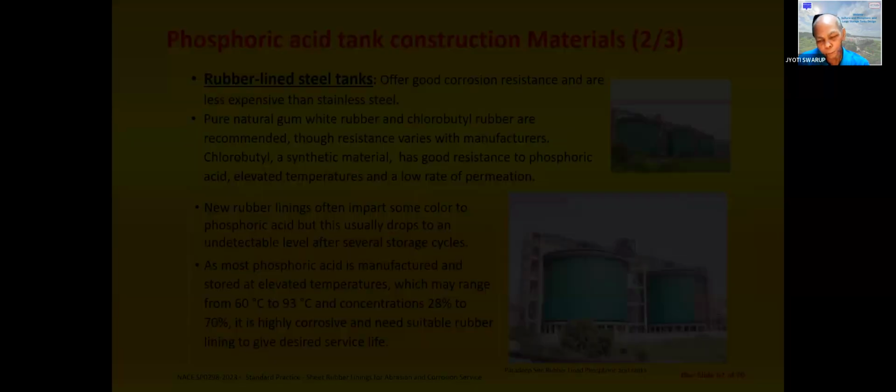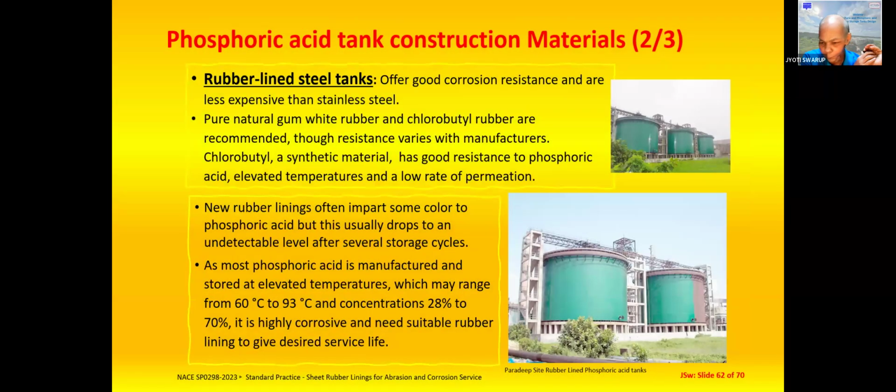Now, another possibility is to have a rubber-lined steel tank, which also has good corrosion resistance and is less expensive than stainless steel. Pure natural gum white rubber and fluorobutyl rubber are recommended, though resistance varies with manufacturers. Fluorobutyl, a synthetic material, has good resistance to phosphoric acid, elevated temperatures and a low rate of permeation. New rubber lining often imparts some color to the phosphoric acid, which will drop to an undetectable level after several storage cycles.